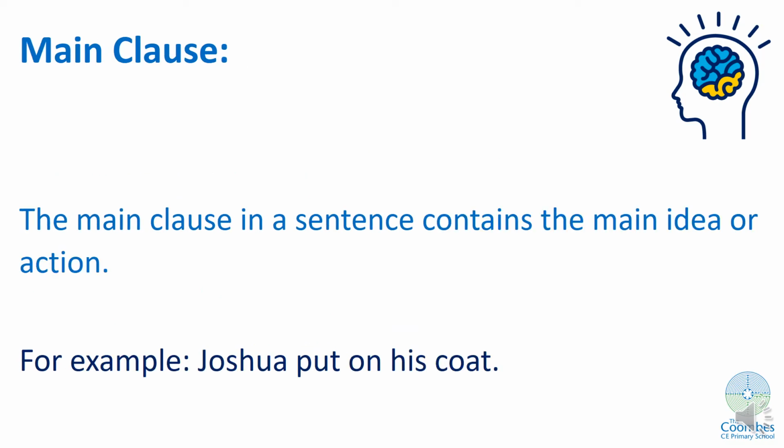A main clause is the clause in the sentence which contains the main idea or action. For example, Joshua put on his coat. We have a subject, Joshua. We have a verb, put. And this clause here gives us the main piece of information that we need to know.